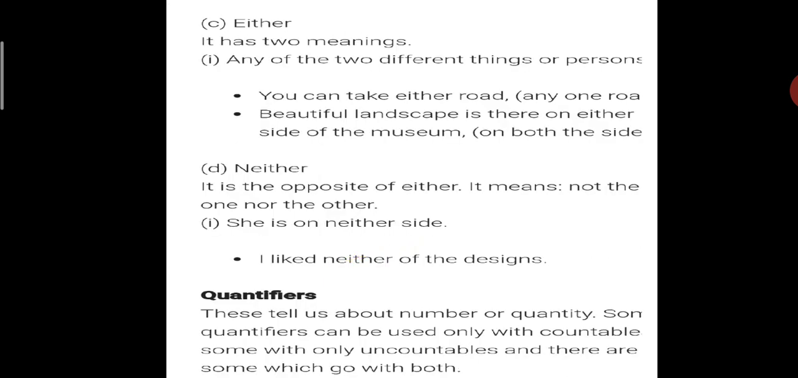Now next comes either. It has two meanings: any of the two different things or persons. You can take either road, means any one road you can take. Beautiful landscape is there on either side of the museum. On both sides of the museum there is a landscape.